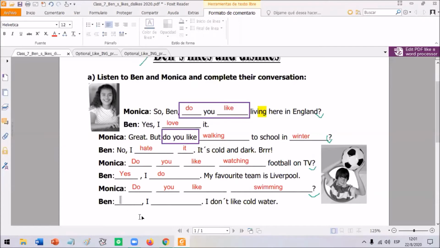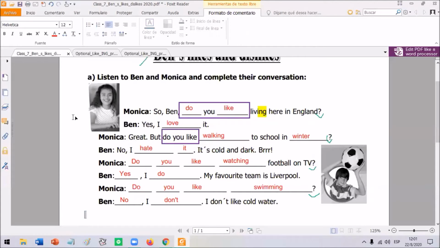Okay, now what can we write? No, I don't. Excellent. I don't like cold water. So let me read the whole conversation for you one more time. Let's read it all once more, okay? Now that we have it done, because the next activity is going to have to do with this dialogue, so it's better to have the information fresh.